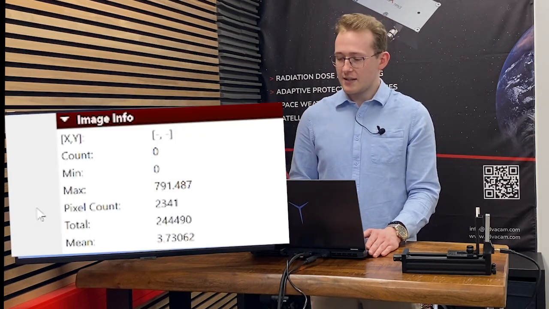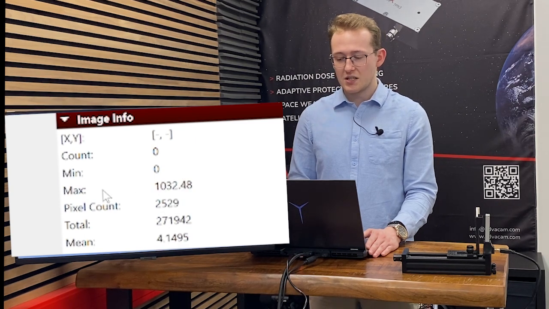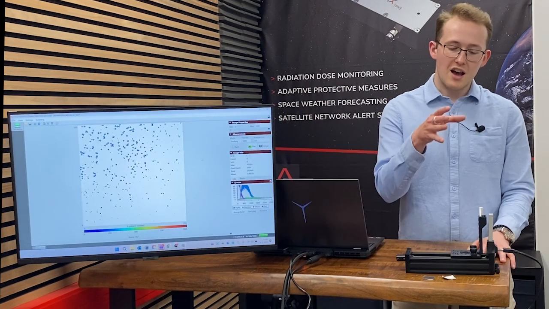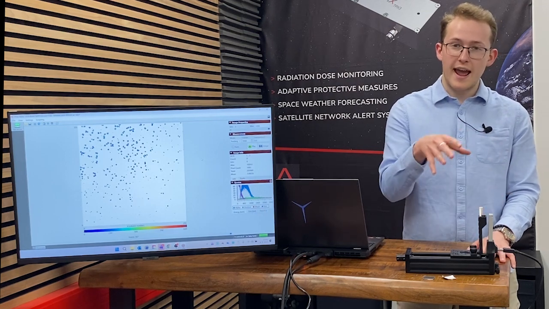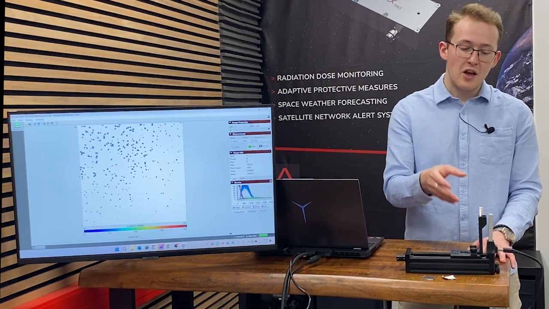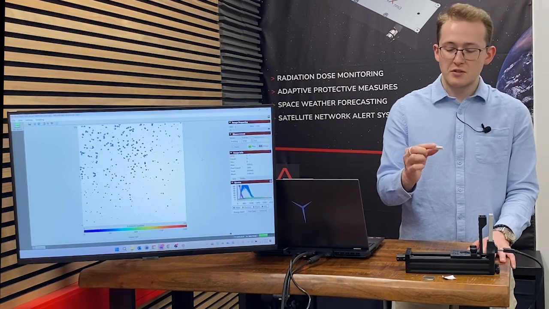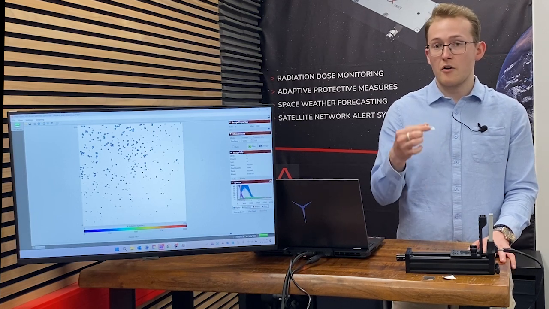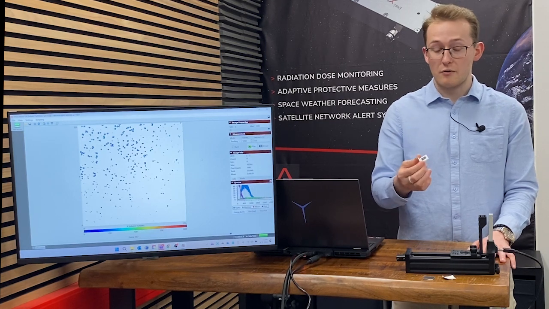Here on the right, you can see some statistical data, such as pixel count, total number of events, or mean value of events. As you can see right now, there is no barrier between the detector and the source of radiation, which in this case is americium. Americium radiation contains two types of particles. One of them are alpha particles, and the second type of radiation is gamma radiation.